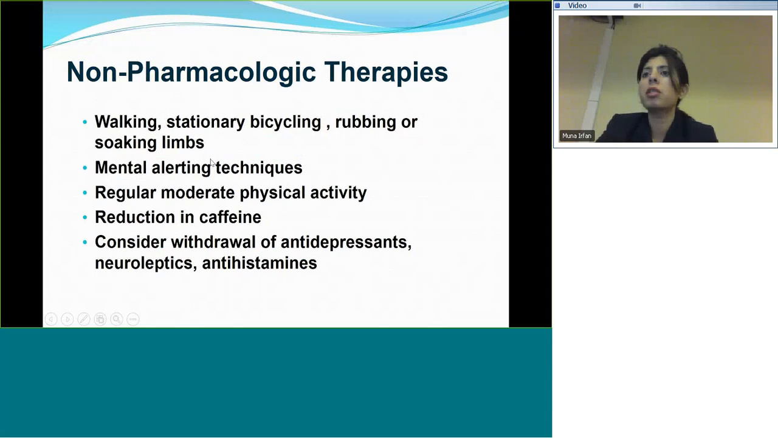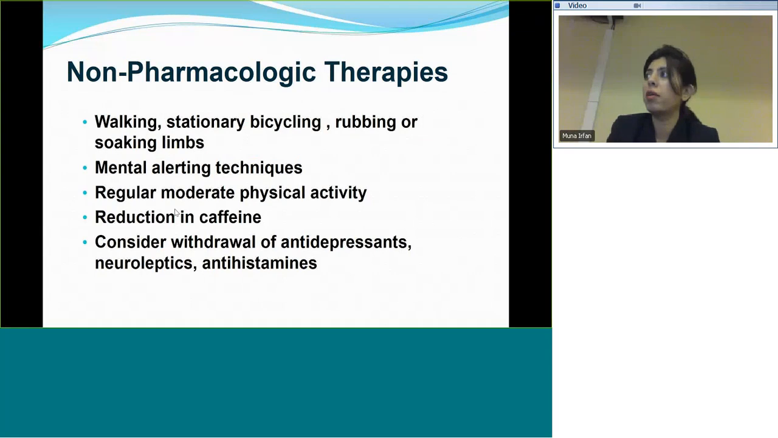Other non-pharmacological strategies, I think, are overlooked frequently because we assume that the patient will have tried most of those. And sometimes they are trivialized and the patient feels that this is not a treatment we are suggesting. But they can be hugely helpful. Walking, stationary bicycling, rubbing or soaking the limbs close to bedtime can help. Walking doesn't mean that we should start doing brisk walking or very heavy exercise, but slight stretching would be helpful.